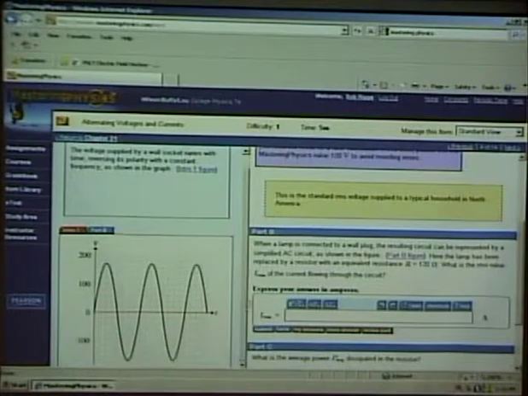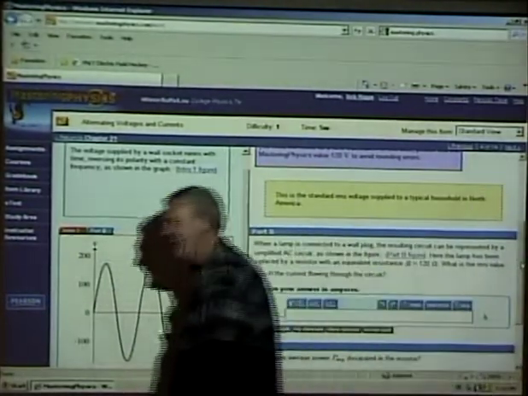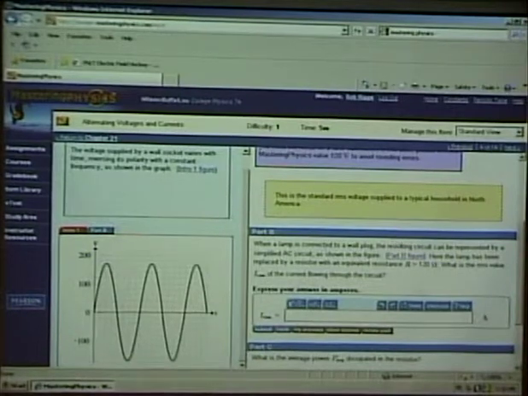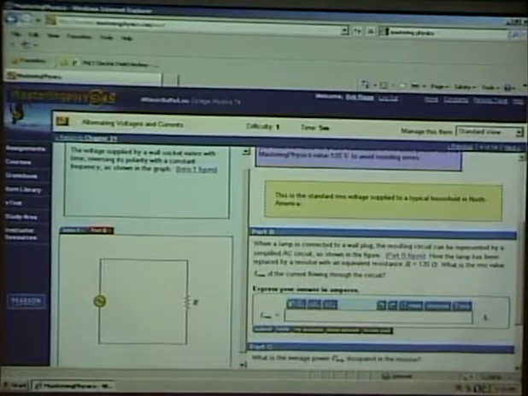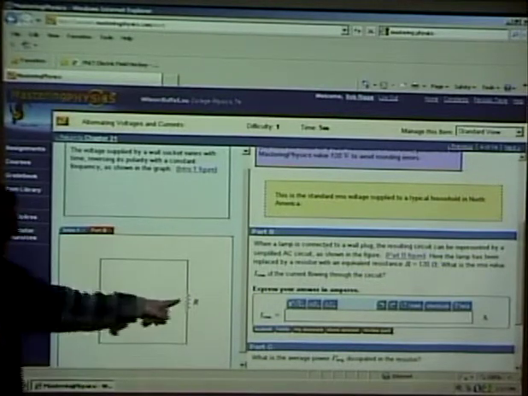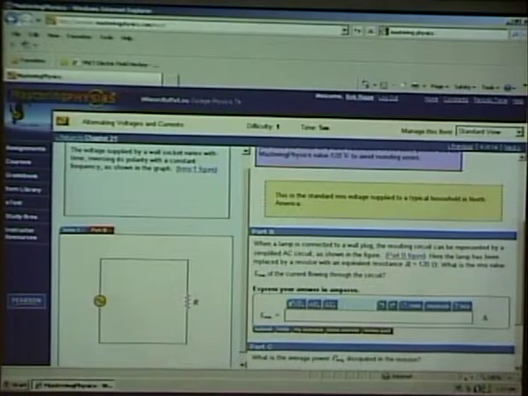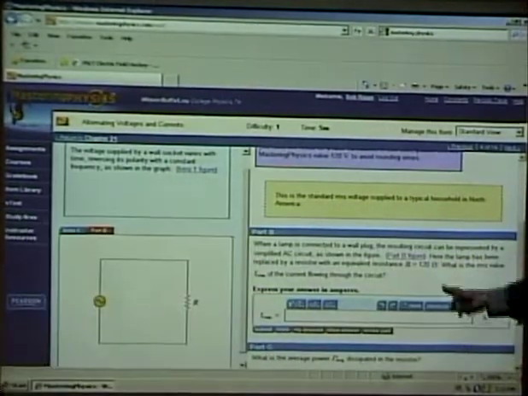Okay. Now then, it says when a lamp is connected to a wall plug, okay, here the lamps, so the only resistance we have then is, oh, press B, thank you. I'm getting prompted here. Press B. Okay, this is the only circuit we have. Got a little AC going. Got this thing, 120 ohms. Okay, and so the IRMS would be what?